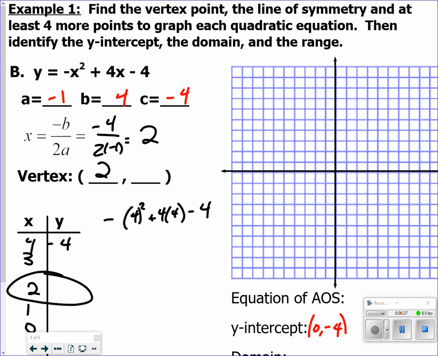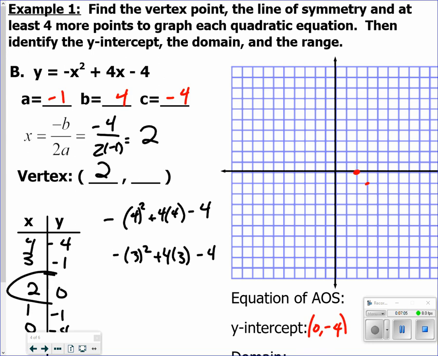So I'm going to get negative 3 squared plus 4 times 3 minus 4. Negative 1. And then 2 is negative 4. I apologize, I plugged that in wrong. 2, you get 0. And then 1, you get negative 1, 0, negative 4. So I'm going to graph those points on the graph. So 2, 0 is the vertex.